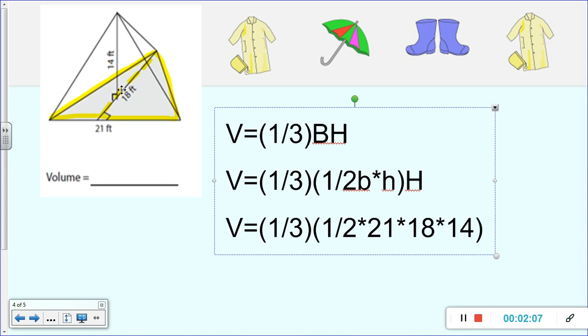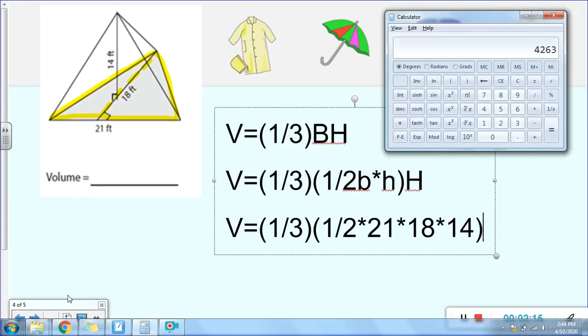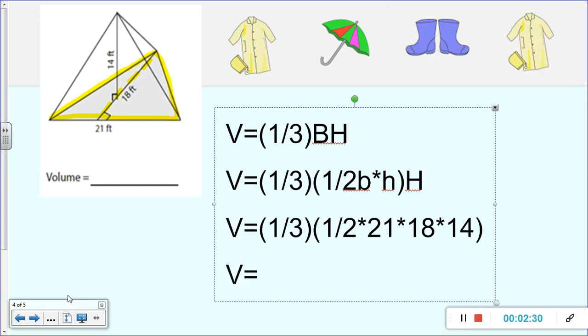Because it's all multiplication and division, I can put all of this into my calculator in one fell swoop. I'm going to do 1/3 times 1/2 times 21 times 18 times 14, and I get 882. That's going to be cubic feet. If you're understanding all this, fantastic. If not, the next one I'm going to break down just a little bit more for you.